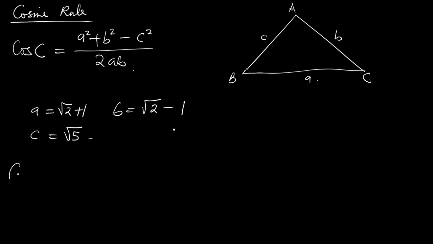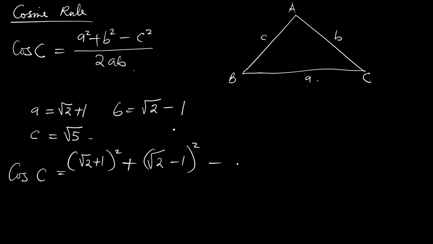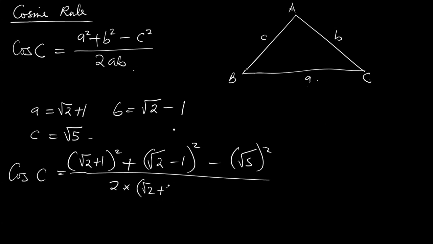So now cos C will be equal to the square root of 2 plus 1, all squared, plus the square root of 2 minus 1, all squared, minus the square root of 5, all squared, divided by 2 times the square root of 2 plus 1 times the square root of 2 minus 1.